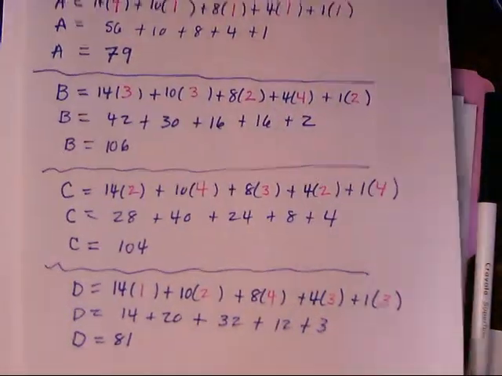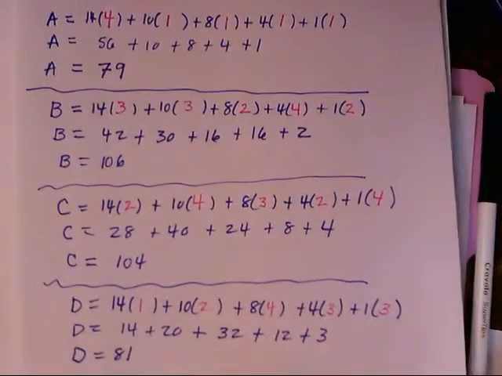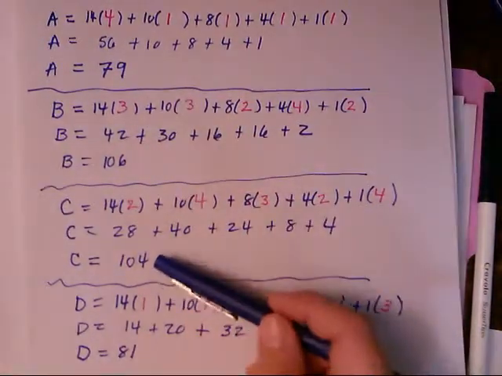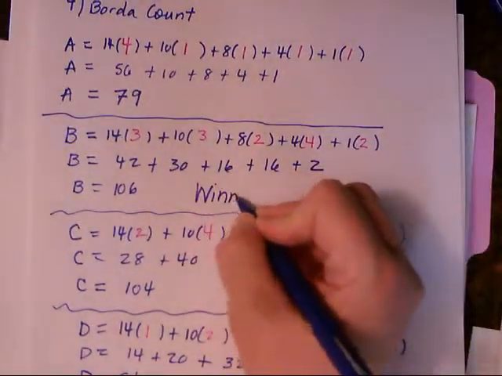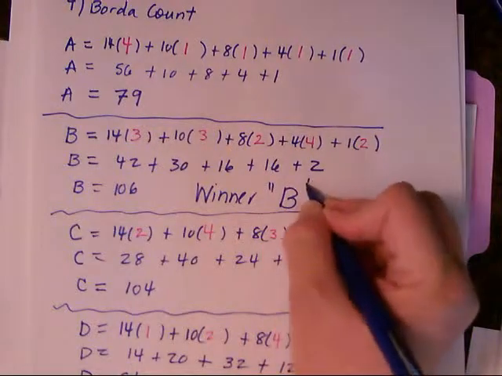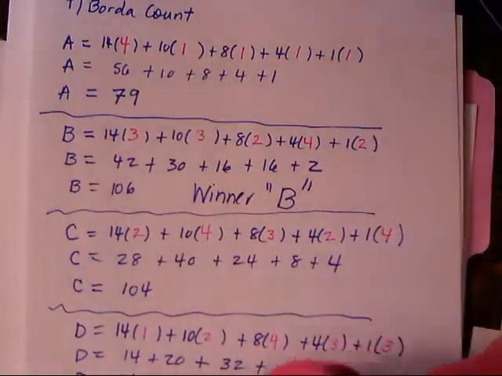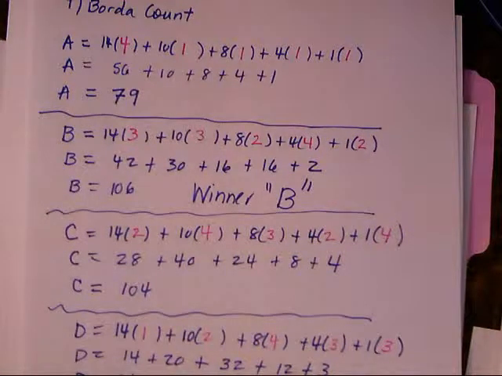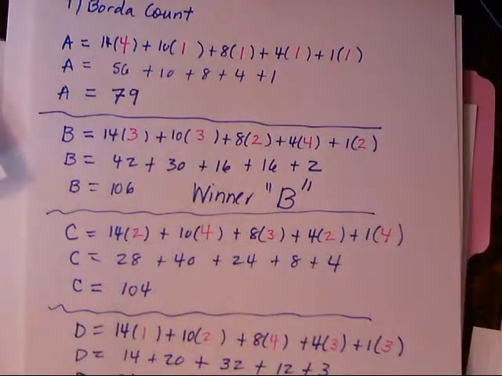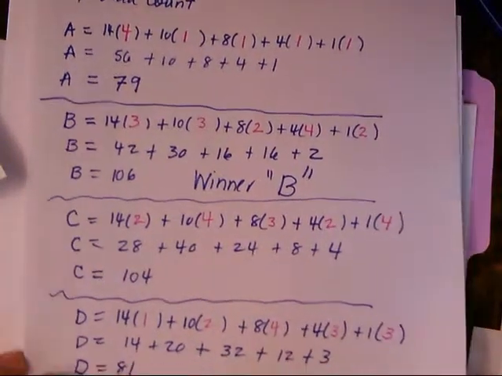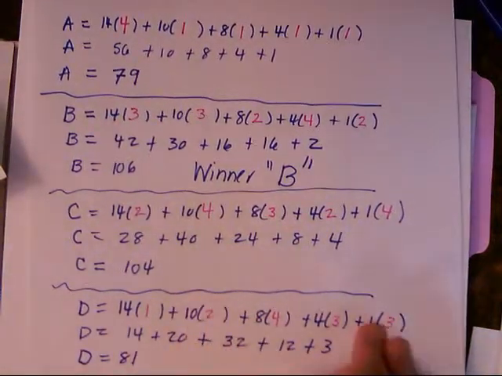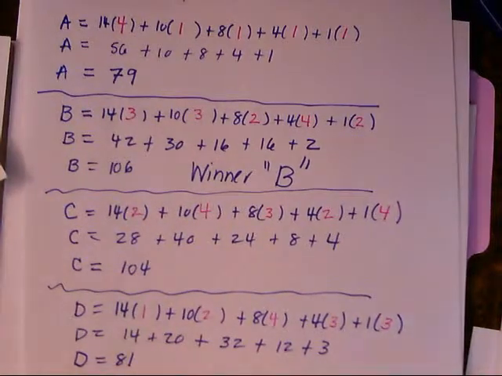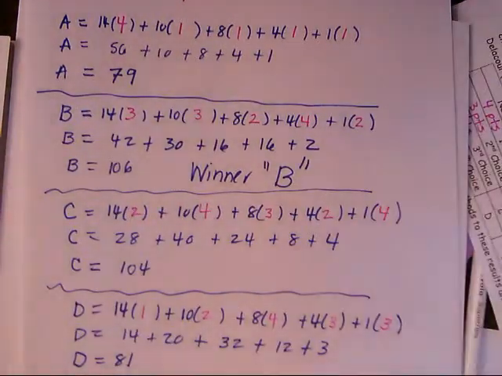Okay. Now if we look at these candidates with the Borda count and their totals, 79, 106, 104, and 81, we see that the winner is now candidate B using the Borda count. So we had the winner as D, A, B, and C using each method. What's the advantage of this method? It kind of takes into account how you feel overall. It's a weighted thing. It's kind of an overall likability total is how I think of it.